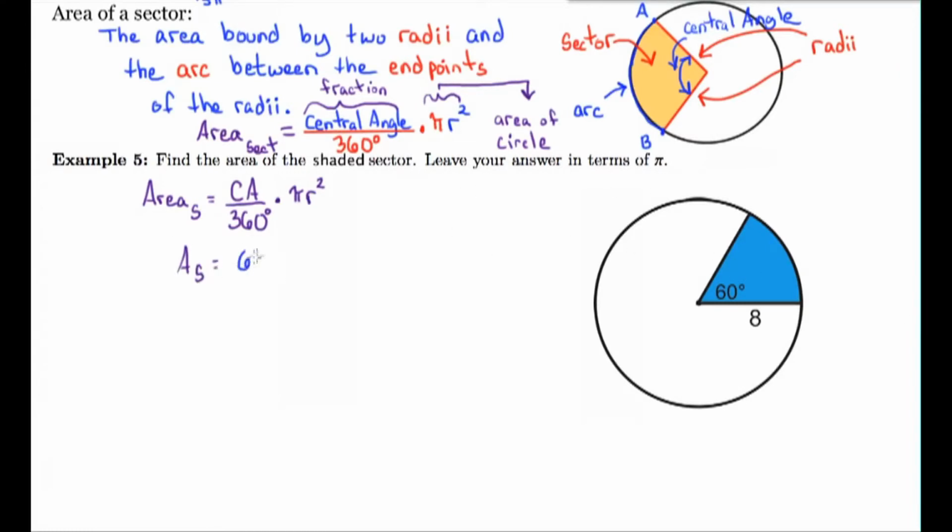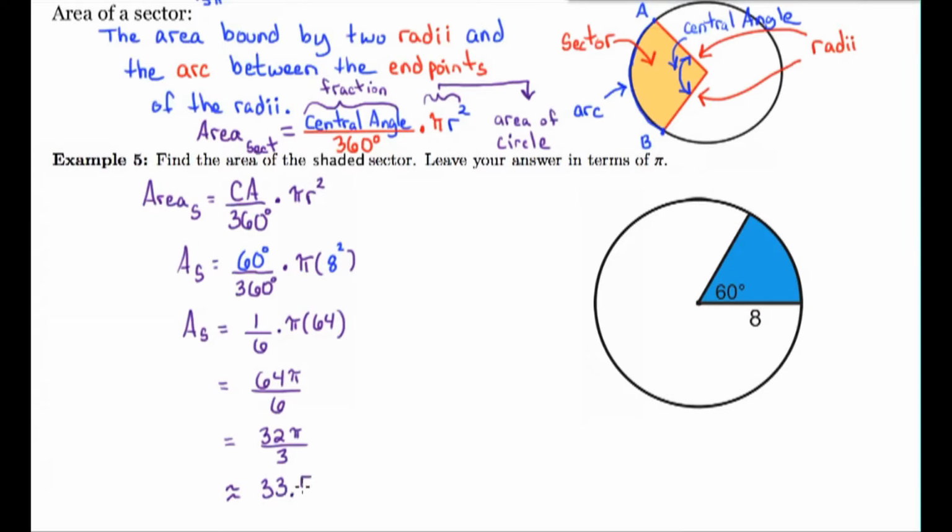So in example 5, we're trying to find the area of this sector with a central angle of 60 and the radius of 8. We just substitute 60 and 8 into our equation and simplify. And we can leave our answer in terms of pi. It would be 32 thirds times pi, which is about 33.5 square units.